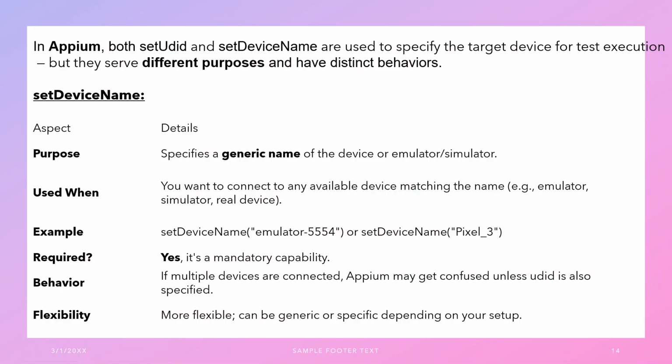When I want to execute a script, a test, I want the end device. It may be an emulator, simulator, real device, or cloud device. I want to execute on it, so I need to specify the target device. To specify the target device, I can use these two capabilities. The purpose is the same: to target the specified device for test execution. That is the purpose of both capabilities, set UDID and device name.